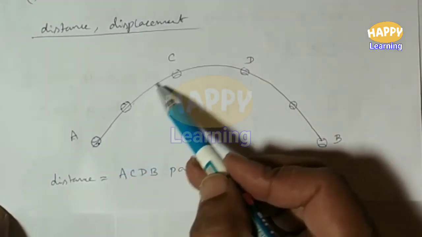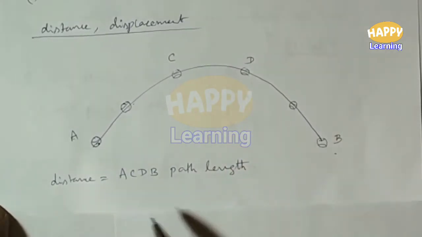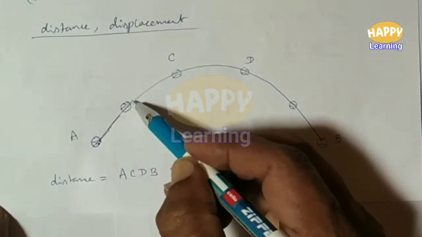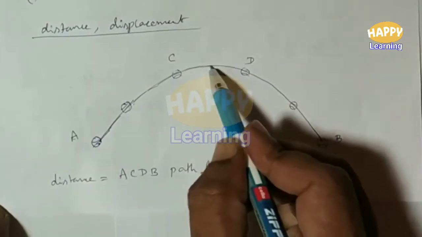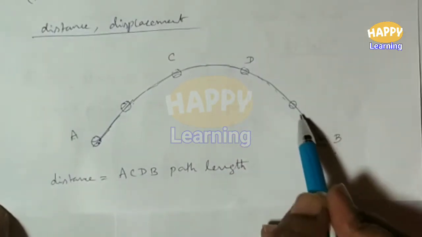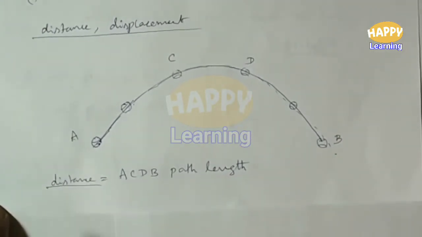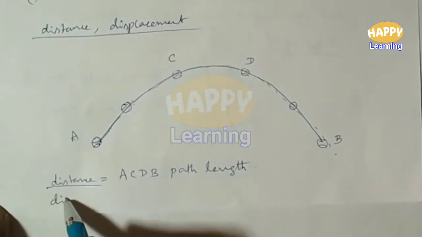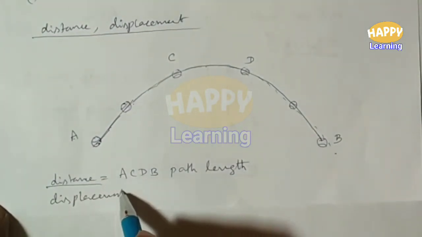The length ACDB is the distance. So the actual path followed is ACDB. Its length is the distance. Now displacement.